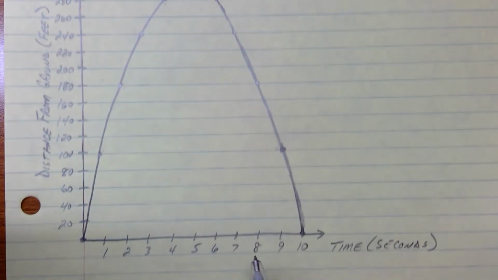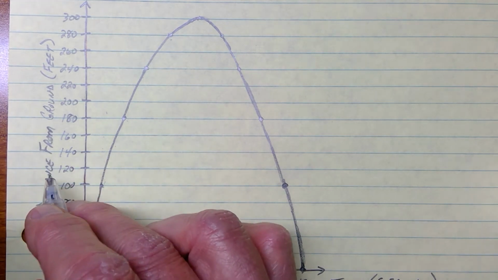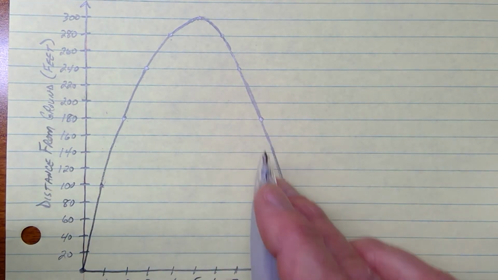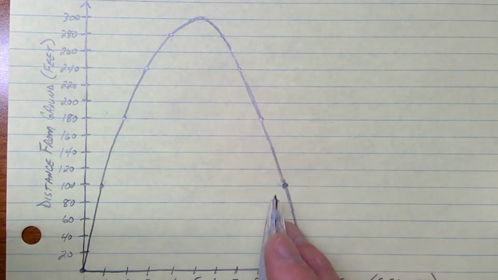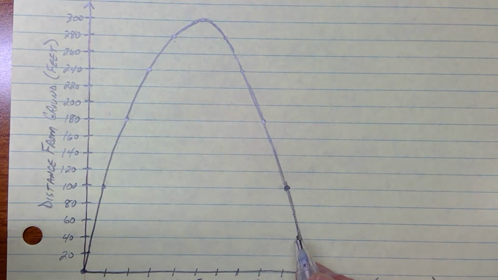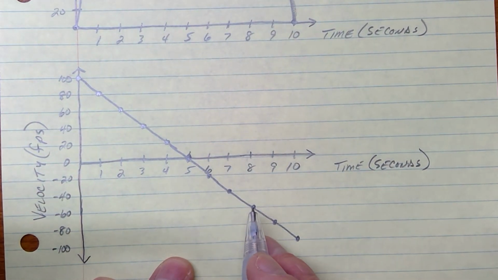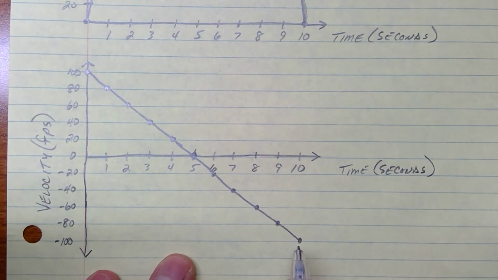And then after that, it goes negative, which means that if your distance is decreasing, or lessening, or going downhill, those slopes are all negative. Now, they're all going to be different negative slopes, but they're all negative. Negative 20, negative 40, speeding up in the negative direction.